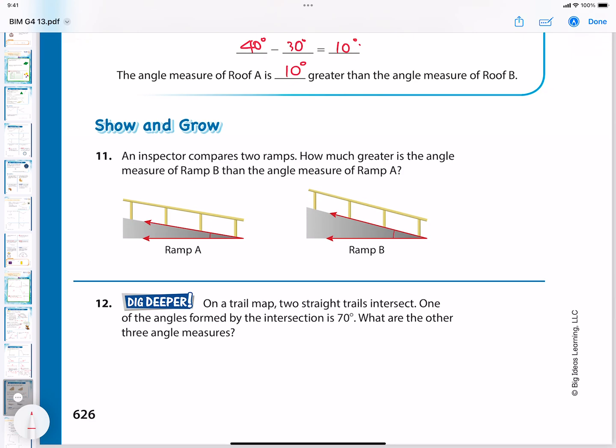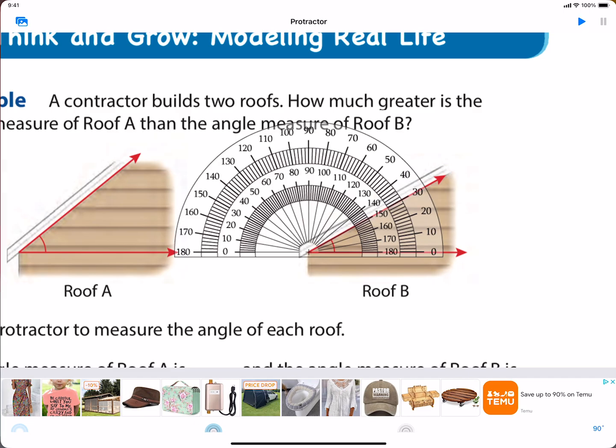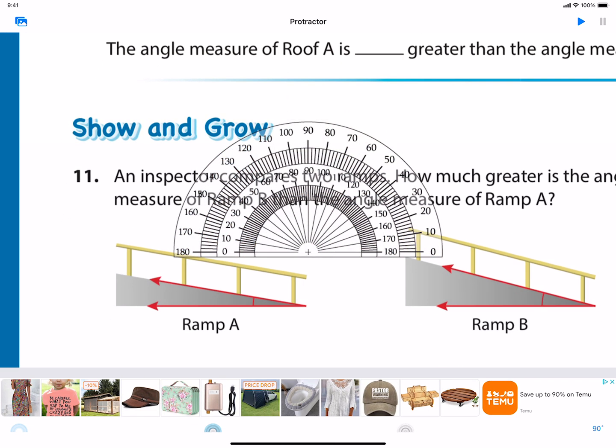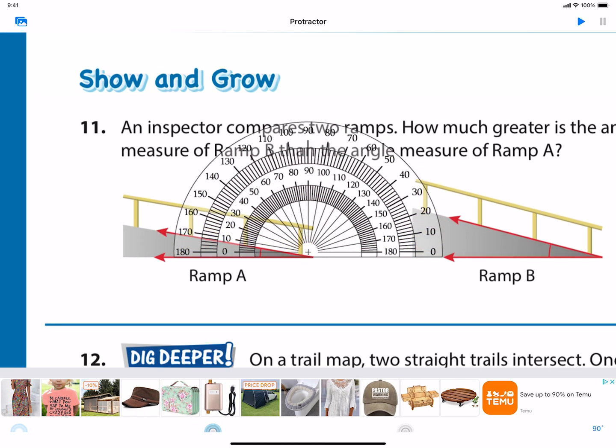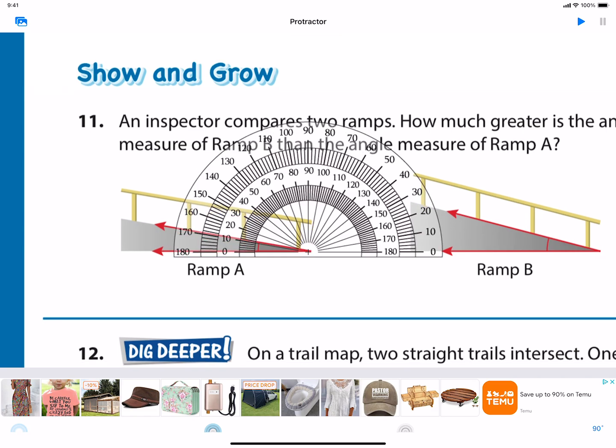All right. An inspector compares 2 ramps. How much greater is the angle measure of ramp B than the angle measure of ramp A? Let's go. This is fun, right? I love using the protractor.